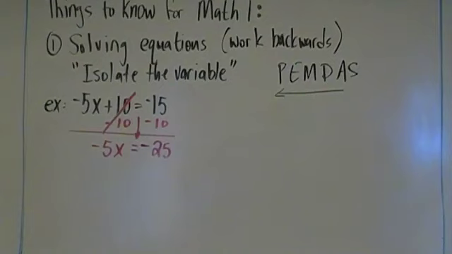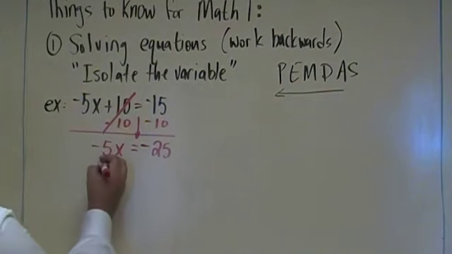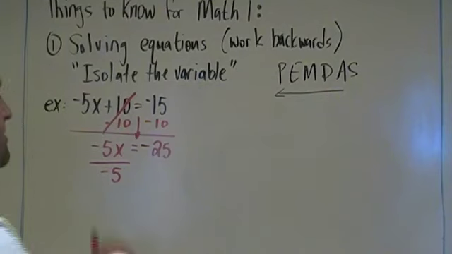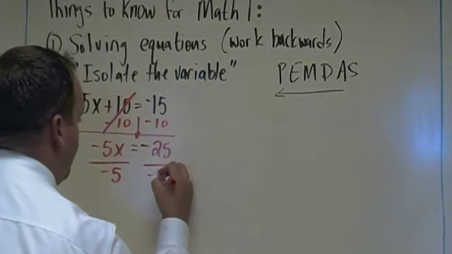Now we have a new equation, an equal equation. The x hasn't changed. We're trying to keep it balanced on both sides. Now we have negative 5x equals negative 25. What you need to do is ask yourself, how is the negative 5 attached to the x? In this case, it's attached by multiplication. Then you ask yourself, how do you undo multiplication? You divide. So we're going to divide by negative 5. Whatever you do to one side, you must do to the other side.